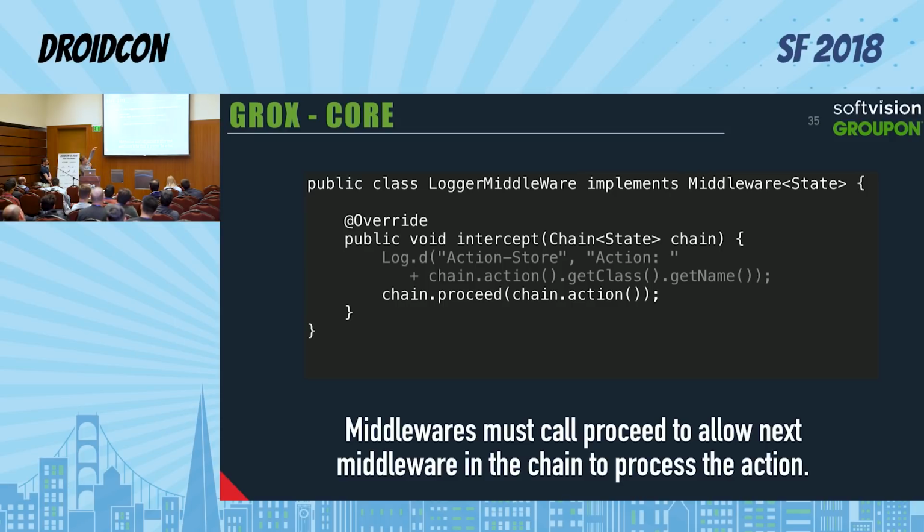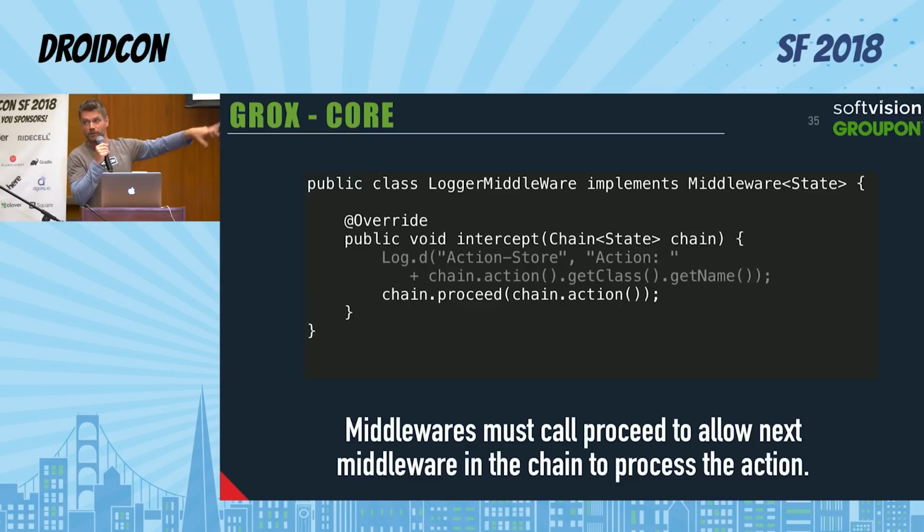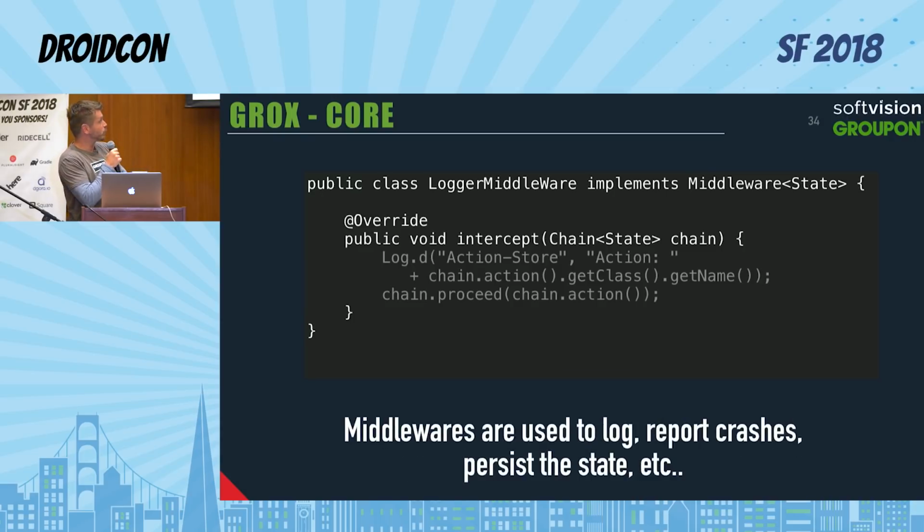The idea is that before the call to proceed, so from the signature of the method to the proceed call, you will see the action before it is executed. So we still have the old state, the action has not been executed yet, and you can intercept it. After the call to chain.proceed, you can see the action after it has been executed. Typically, we use middlewares to log stuff, to report crashes, to persist the state also if you want to survive the death of the process or your activity.